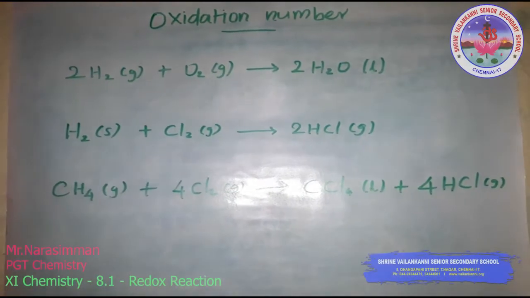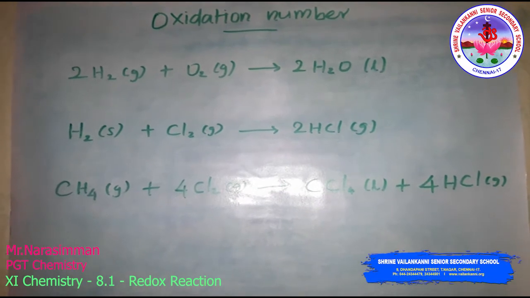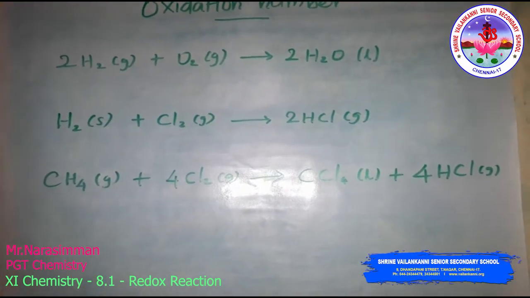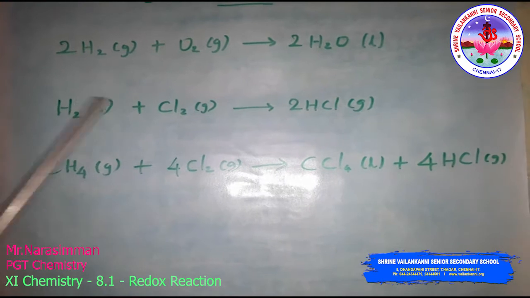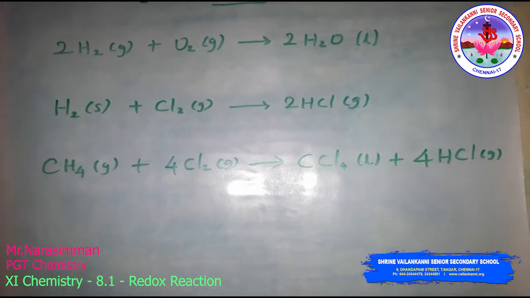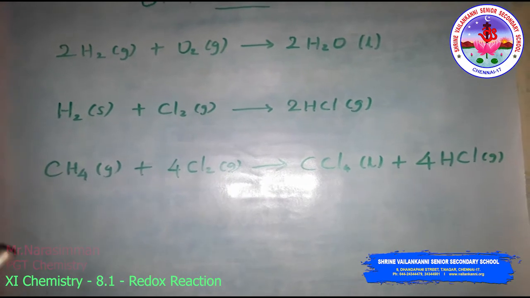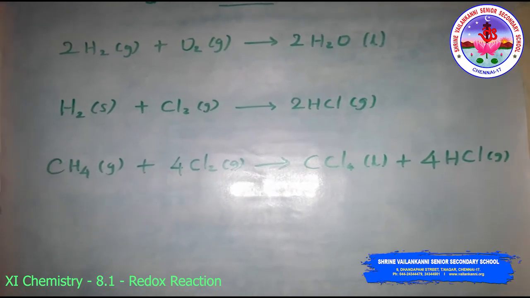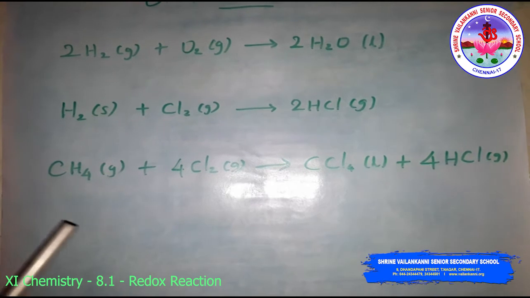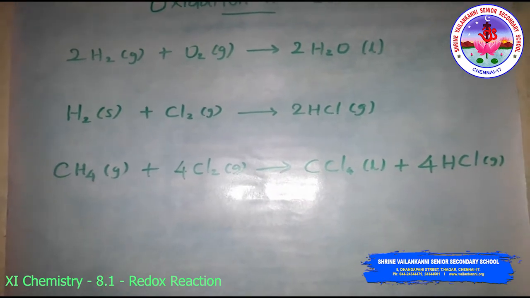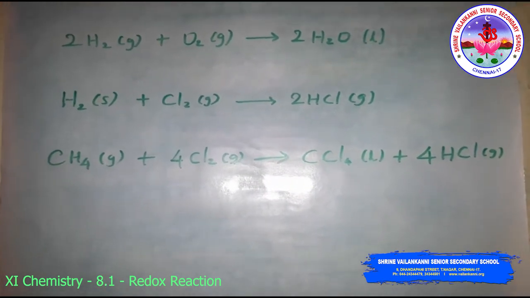Oxidation number. Look at this reaction. Hydrogen gas reacts with oxygen gas to give water. Similarly, hydrogen reacts with chlorine gas to form hydrogen chloride. Methane reacts with chlorine gas to form carbon tetrachloride and HCl.